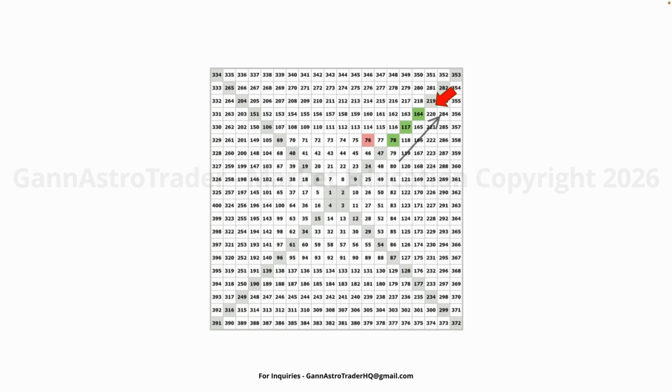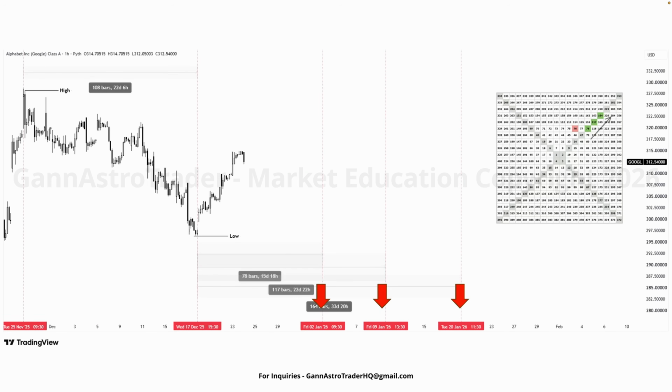So at this stage, we have three pieces working together: the original market swing, the time measurement, and the geometric transformation. The next step is to see how these values translate back onto the time axis of the chart. Now we project these time relationships forward from the December 17th low.